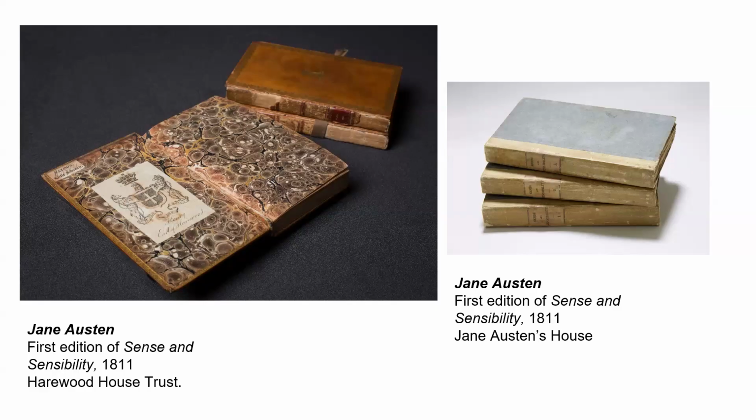The set of books on the right, on the other hand, is another set of first editions held by the collection of Jane Austen's house in Chawton. And this set is still in their publishing boards. This is how the books would have actually been sold to the reader directly. It was then down to the individual to rebind the book so that it matched their house style of library bindings, for instance. And obviously this is something that the Lascelles family clearly did.